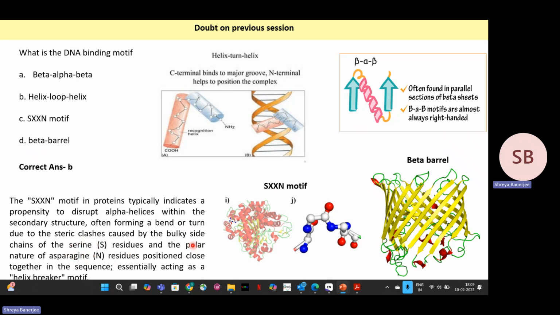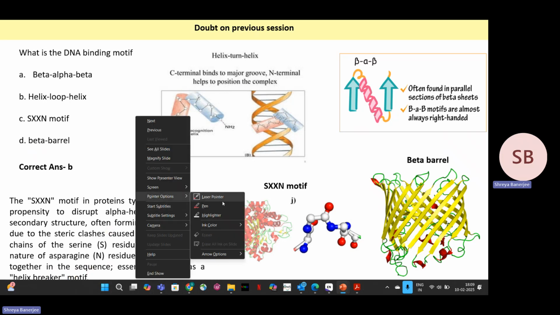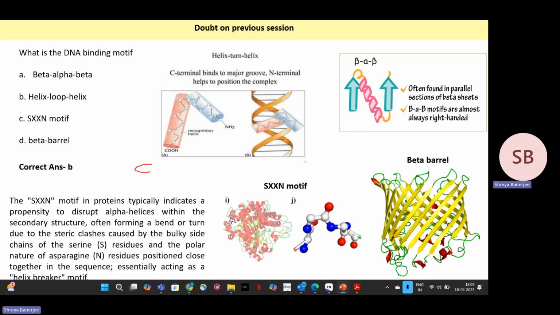So whenever they occur in the first and fourth positions in a tetrapeptide, they act as a helix breaker, because we know that in helices there is interaction between the i and i plus 4.